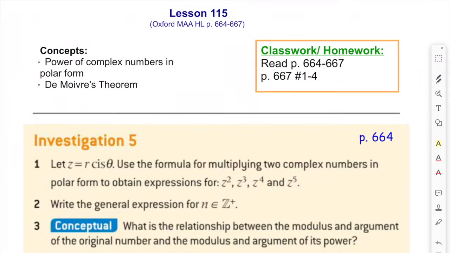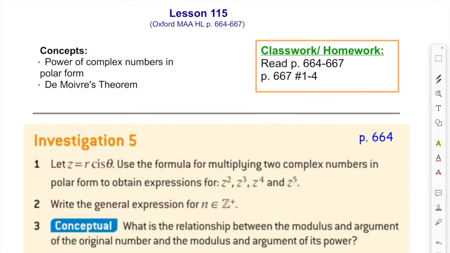Hi, this is lesson 115. In this lesson, we're going to explore powers of complex numbers in polar form by doing investigation number 5, followed by the introduction of de Moivre's theorem.